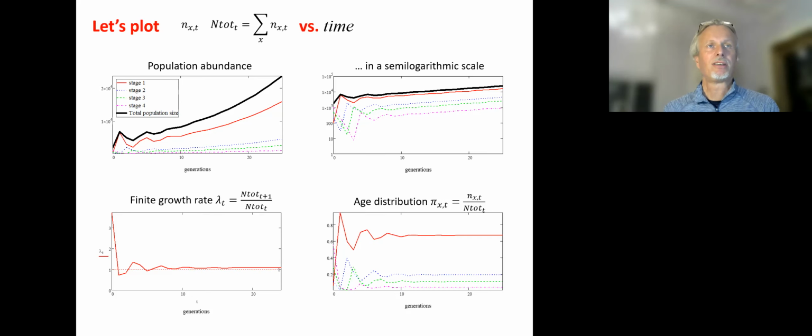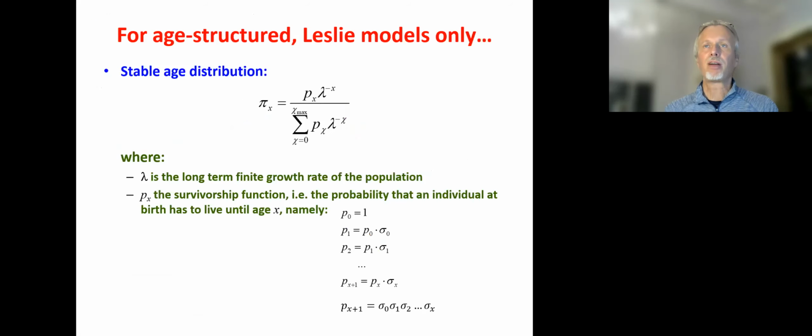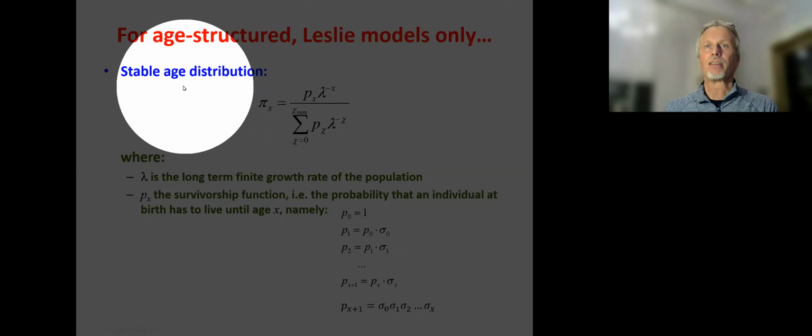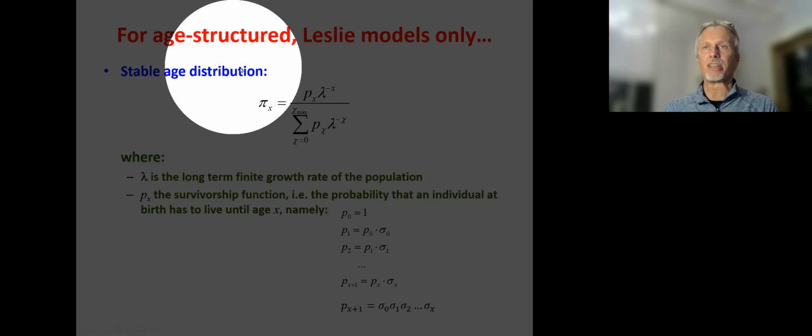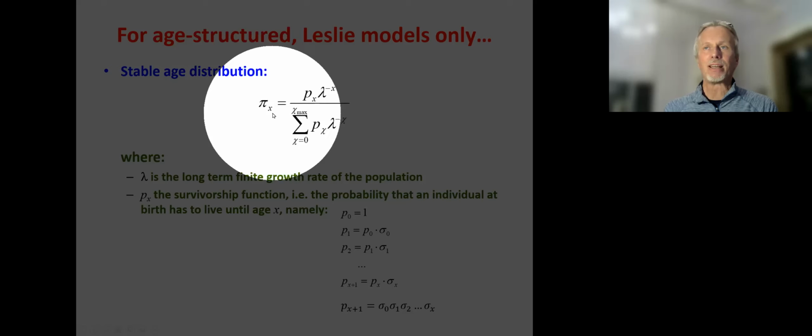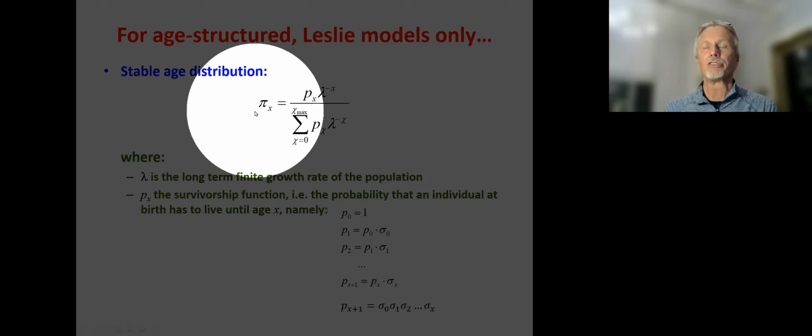This model, the Leslie model, has a specific property: in the long run, the population reaches a stable age distribution, pi of x. I want you to pay attention that there is no time index here. The subscript is just pi of x. This is the long-term age distribution of the population.